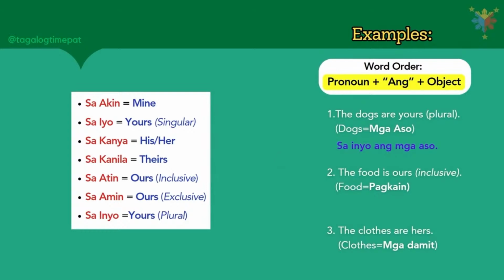Number 2, the food is ours, inclusive. So yours and mine together, we are sharing it. The food is ours. Food is pagkain. It would be sa atin ang pagkain. Sa atin ang pagkain. Lastly, number 3, the clothes are hers. Clothes is mga damit. It would be sa kanya ang mga damit. Sa kanya ang mga damit.